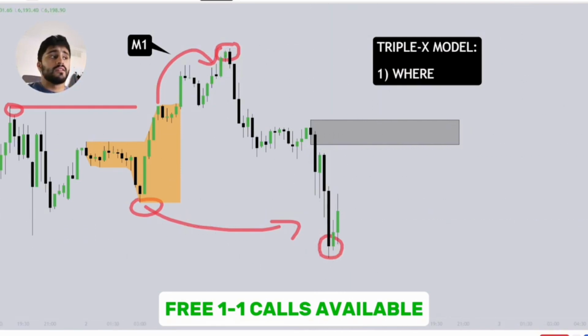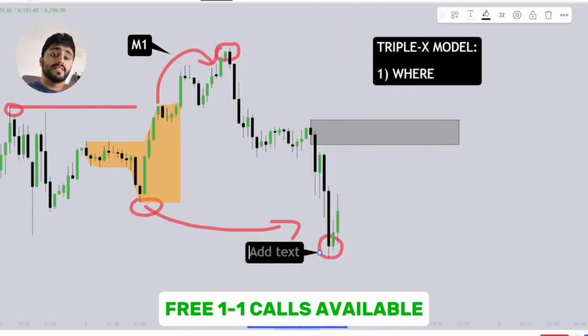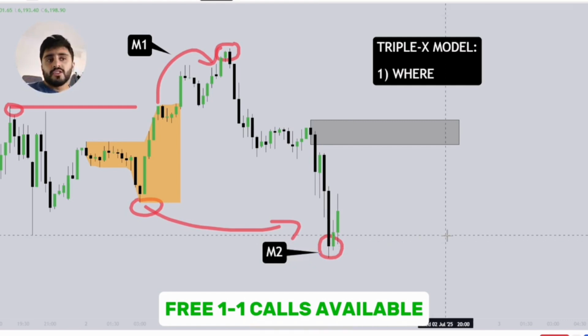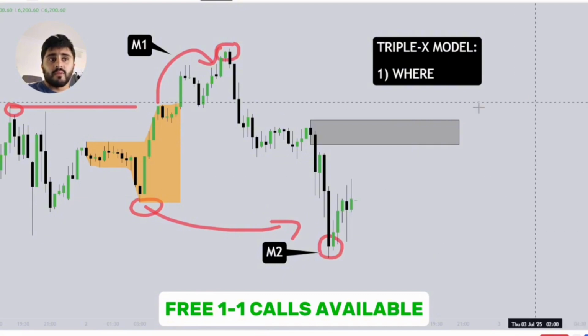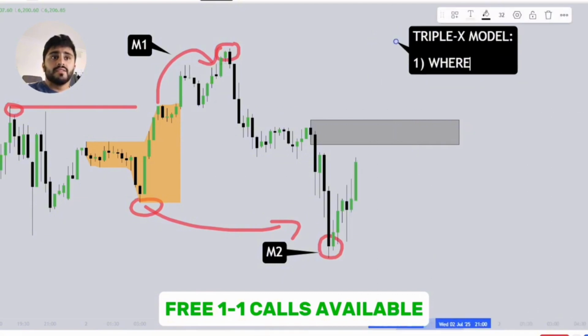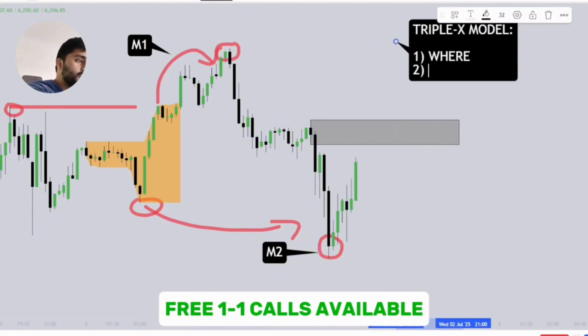This is when we have manipulation phase 2. So we've taken out sell side liquidity in the form of the Asian range low. So this is going to be manipulation phase 2. So once we have manipulation phase 1 and manipulation phase 2, we are simply waiting for price to come into this fair value gap. So this is where step number 2 comes in.